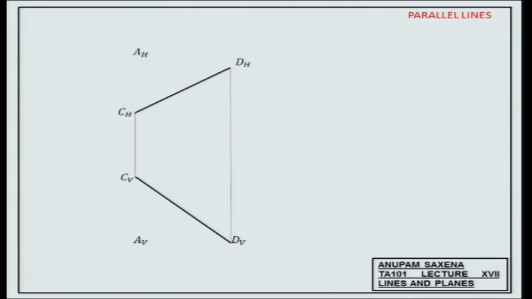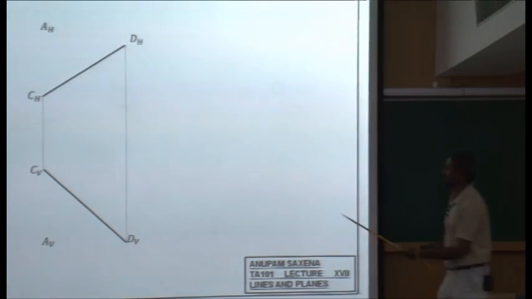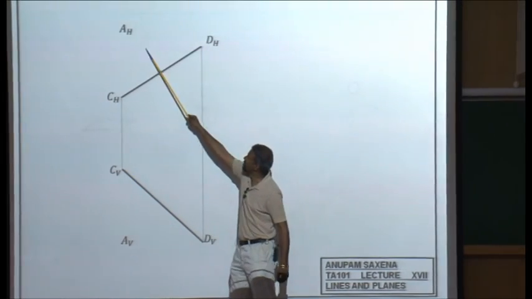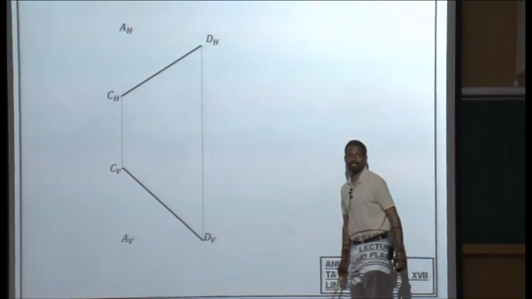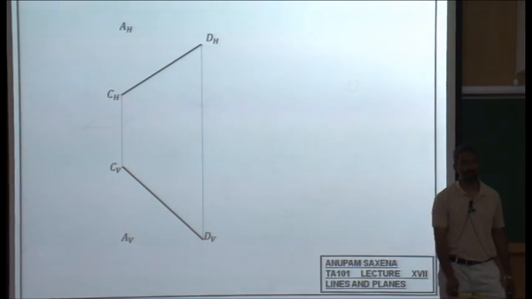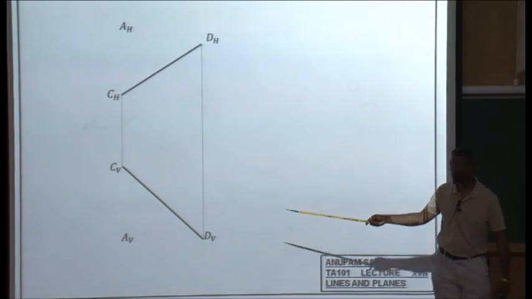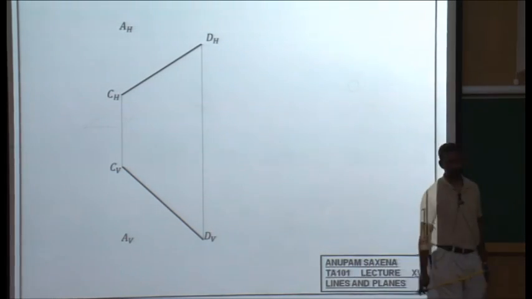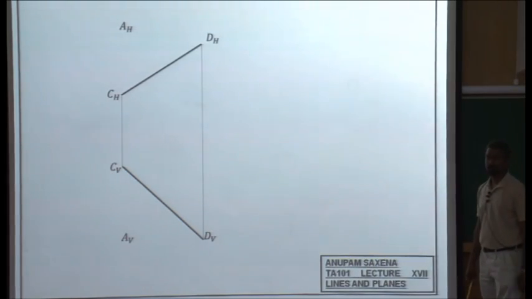Given the projections of a three dimensional line CD in the vertical and horizontal plane, and you also have the projections of a point A, the vertical plane projection here, the horizontal plane projection over here, I'm expected to draw a line that passes through A, which is parallel to CD. How do I do this?